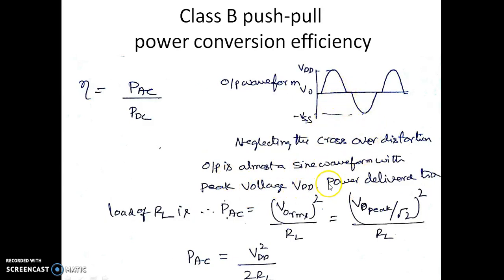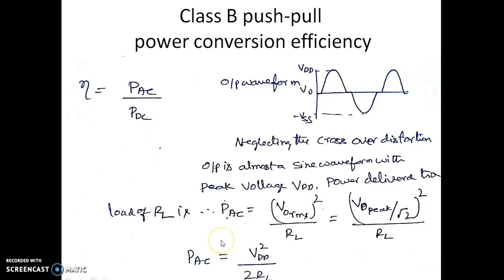With peak voltage at VDD, the power delivered to a load RL is given by V naught RMS square by RL. That is, the output voltage RMS square divided by RL is the AC power delivered to the load. Now RMS is nothing but output peak by root 2, that whole square by RL. We know that V naught peak is approximately equal to VDD. So upon substituting that, the AC power delivered to the load is given by VDD square by 2RL. So this is the AC power delivered to the load.